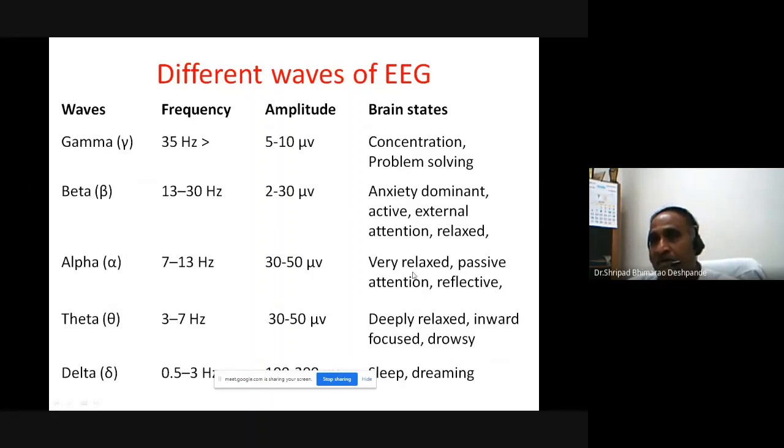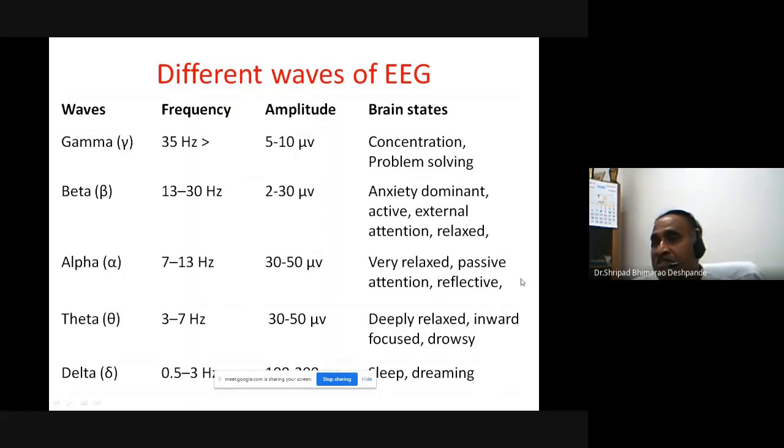Then come the alpha waves. You are relaxed, sitting in a dark room, with no external sensory stimulus of whatever modality, you are not disturbed, and you are not thinking anything. Suppose you start thinking about what happened yesterday, even if you have closed your eyes, then it will all come back to beta. So alpha means passively relaxed, not thinking, in a sort of meditating state.